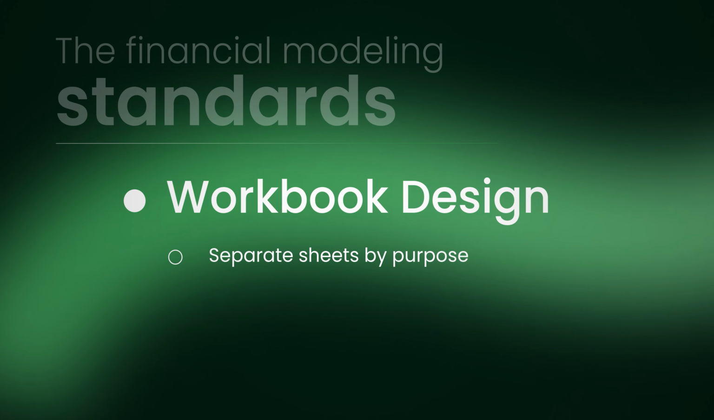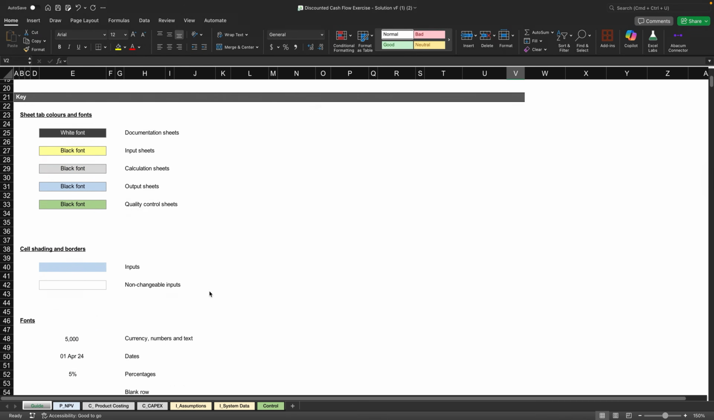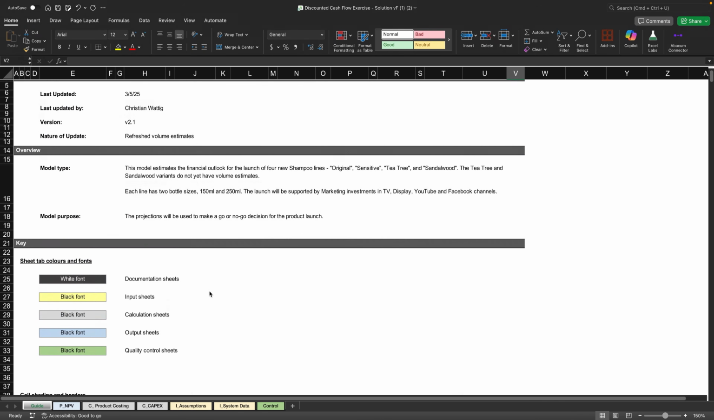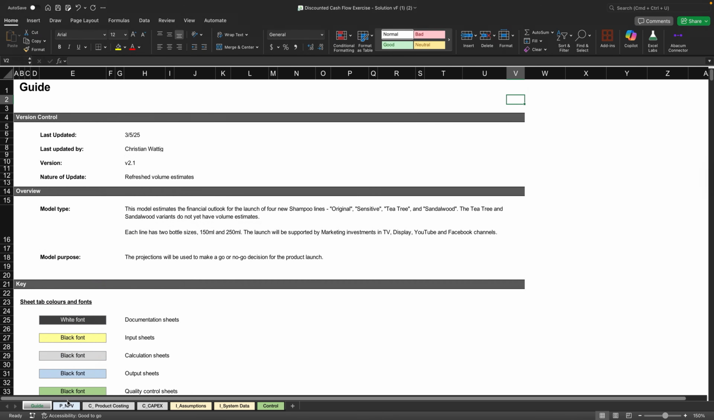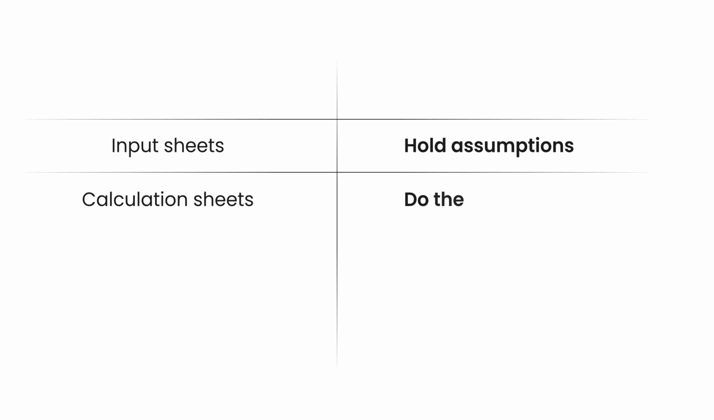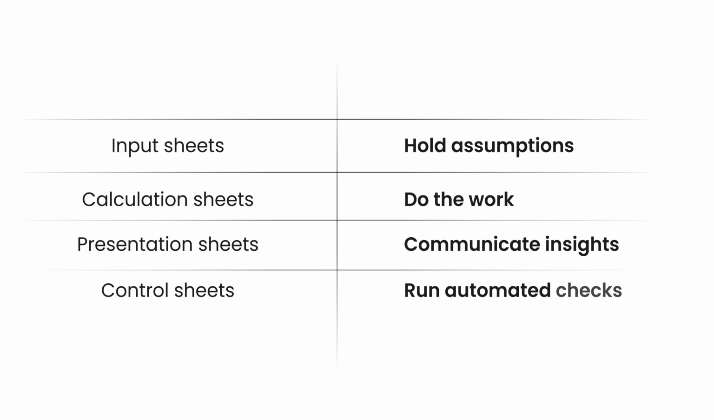Here's how the leading standards recommend you design your workbook. Separate sheets by purpose. You want distinct sheets for guides, inputs, calculations, presentation, and control. Each section has a different job. Your guide sheet handles version control and documentation. Input sheets hold your assumptions. Calculation sheets do the work. Presentation sheets are what you show to stakeholders. And control sheets run automated checks to make sure everything ties out.